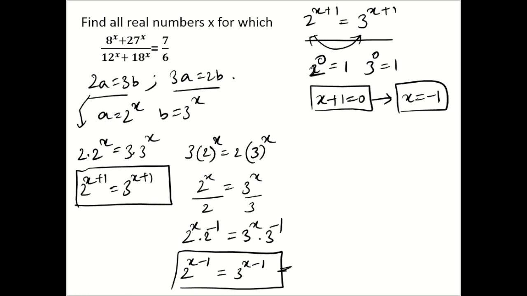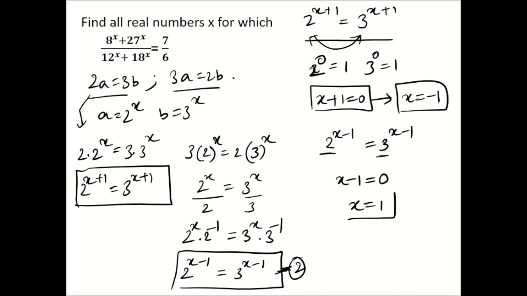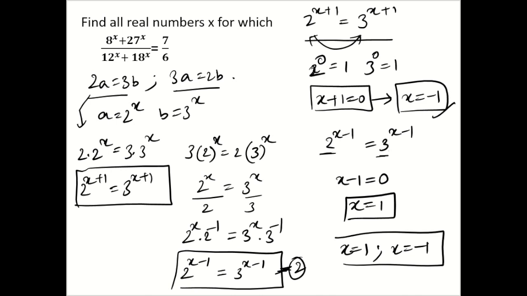And coming to the second equation, which is 2 power x minus 1 equal to 3 power x minus 1. Here the bases are different. Even for this term to be equal, x minus 1 should be equal to 0. Then only 2 power 0 is 1 and 3 power 0 is 1. So x equal to 1. So we got two values here, x equal to 1 and x equal to minus 1. Let's try to put these values in the question and see whether we are getting 7 by 6 or not.